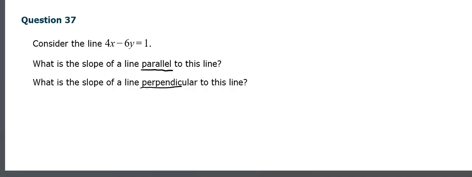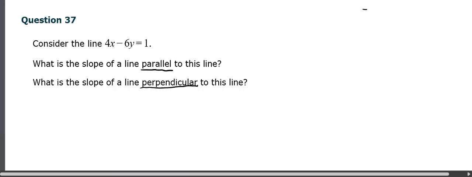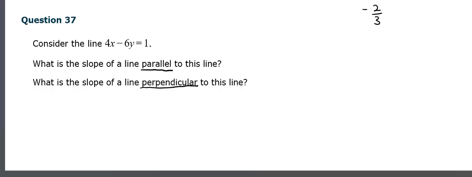So when we look at perpendicular, just for example, if a line had a slope that's negative 2/3, a line that is perpendicular would have a slope that's opposite. So since the first one has a negative slope, it would have a positive slope. And reciprocal. So the reciprocal of 2/3 is 3/2. So it would be opposite and reciprocal if they're perpendicular.